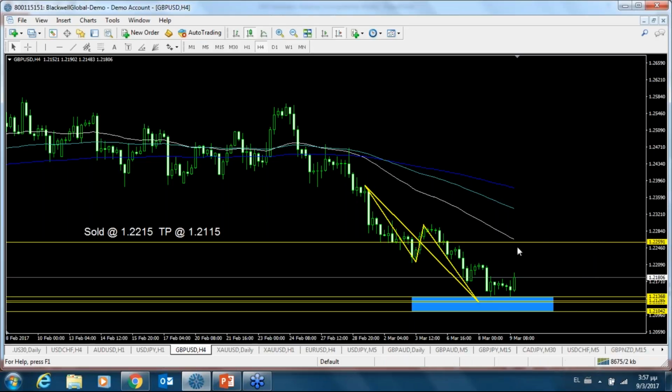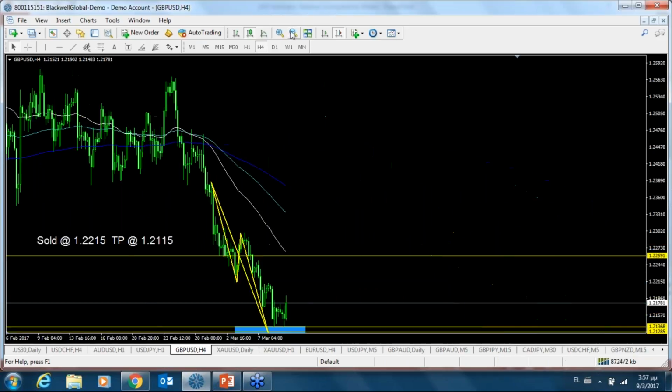But as it finds power to the upside, it may then find resistance again, because you see that it's very close to the 50 moving average here. Okay, so that's basically it. Now that is GBP USD.